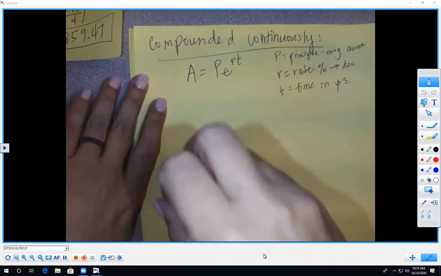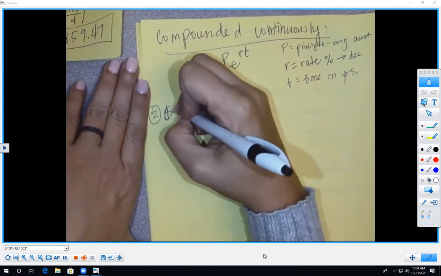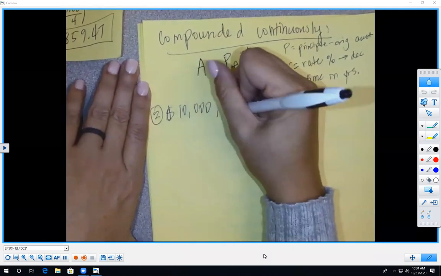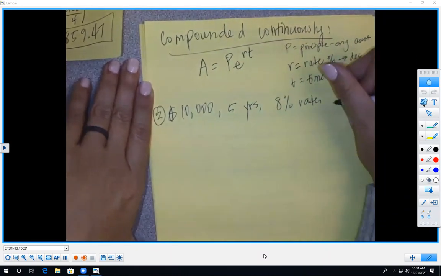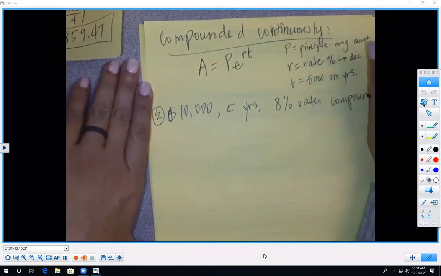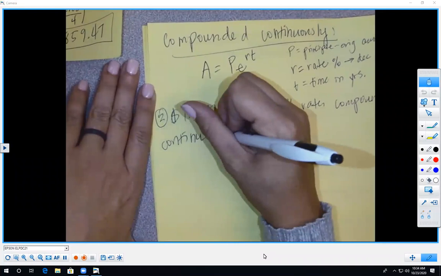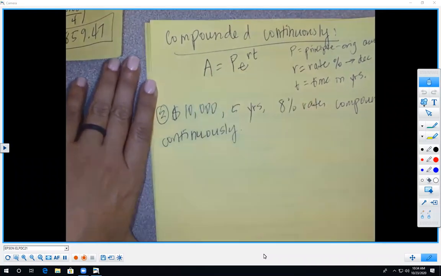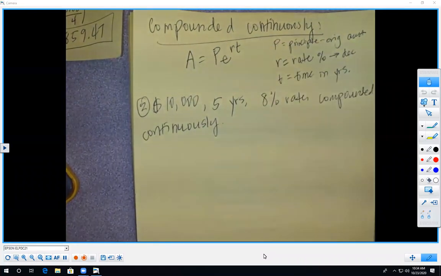Let's do that exact same situation as before. So we're still going to do $10,000. We're still going to do it for 5 years. It's still going to be an 8% interest rate, but this time, let's say it's compounded continuously. Let's see what the difference in the numbers is. Which one do you think is going to be more, compounded continuously or quarterly? It seems like it should be continuously. Which if you're the one earning the money, that's awesome. If you're the one paying the money, that sucks, right?